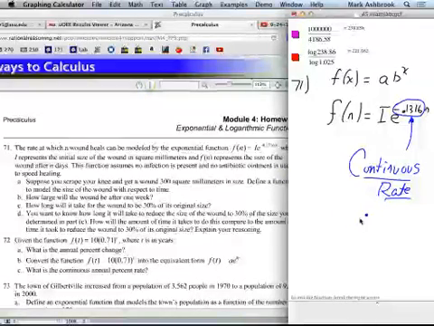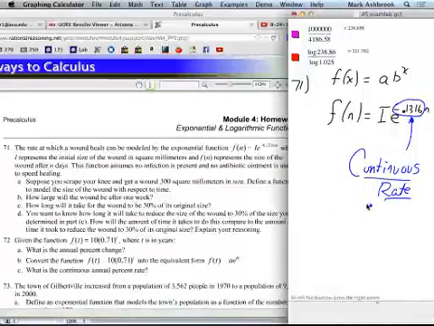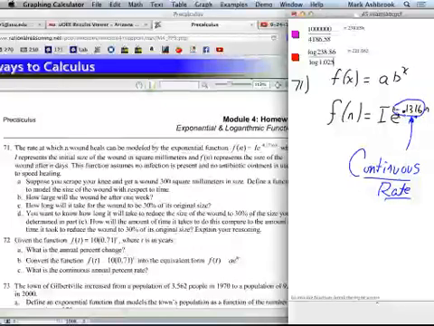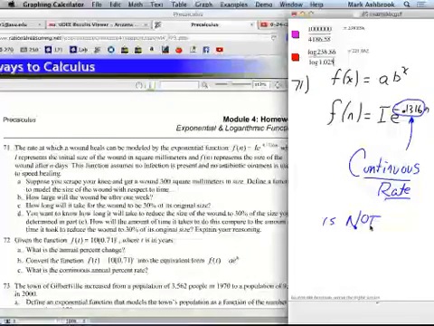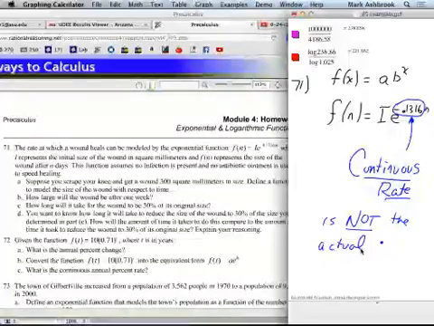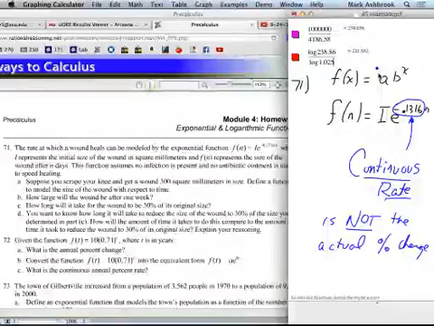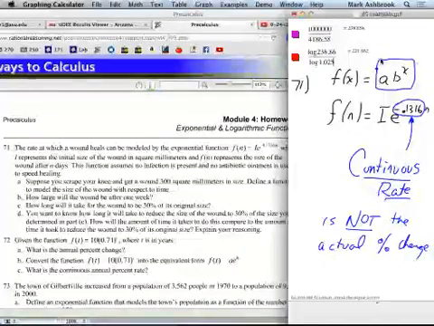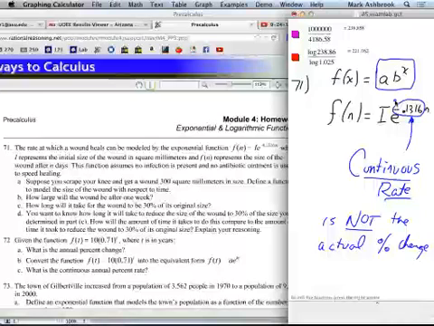Remember I said this is a hard thing for students to get. Does this reflect the actual change per unit of n? No, it's just not. Continuous rate is not the actual percent change. We have to relate it back to this to get the actual percent change. Okay? So that's just to prompt you to get you started.